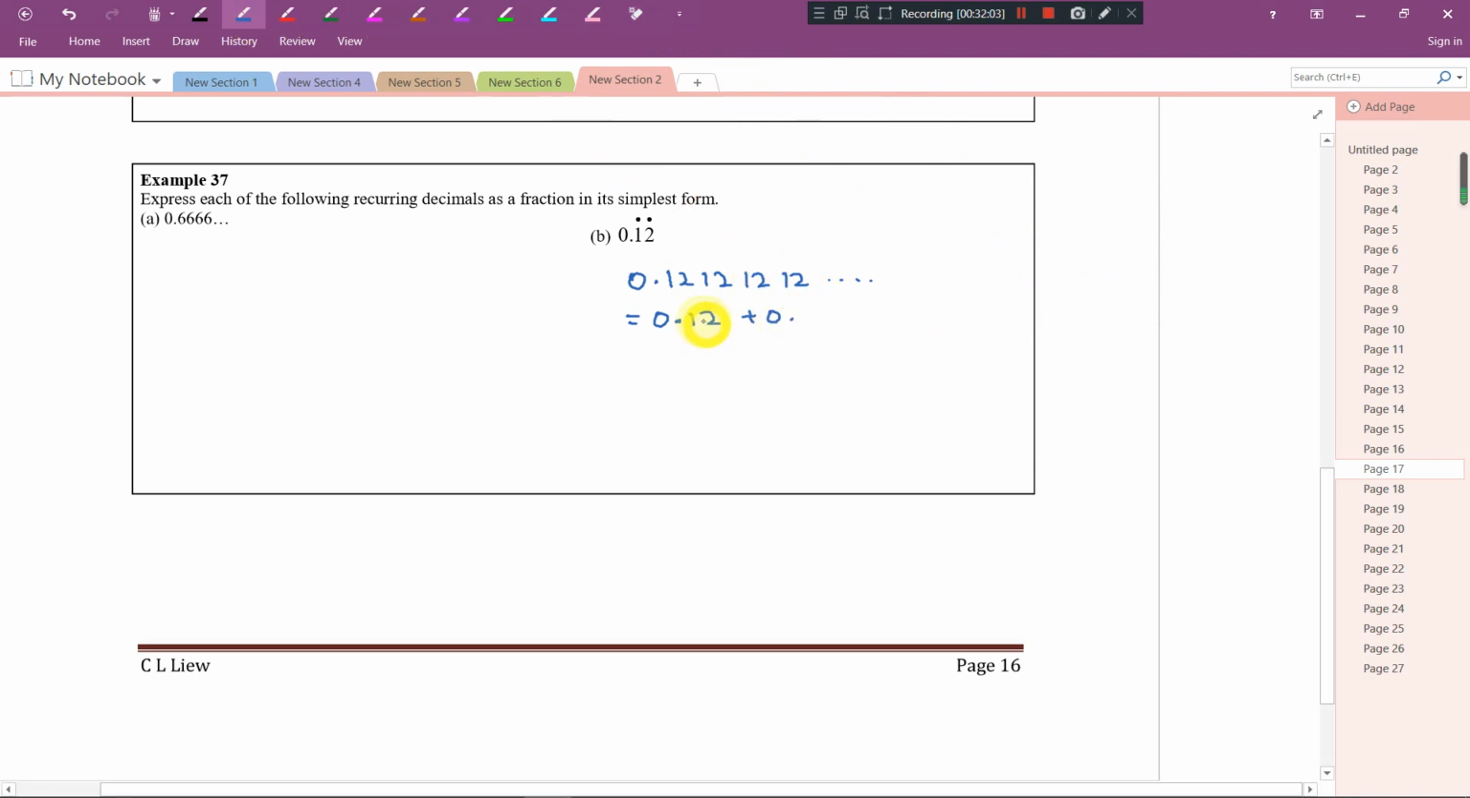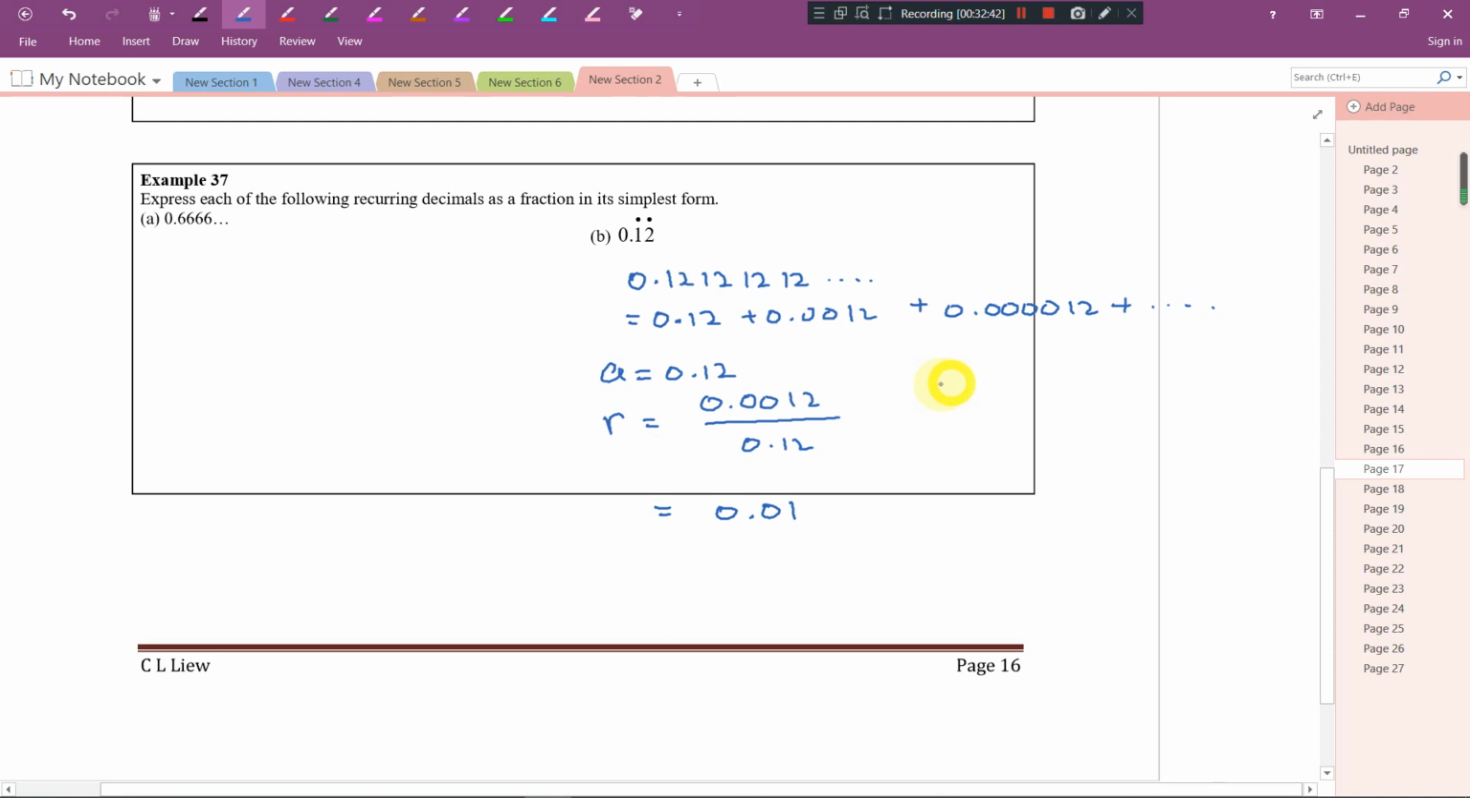This should be 0.0012 plus 0.000012, and so on. It goes on indefinitely. And now we are going to find the sum of all of this, sum to infinity. a is equal to 0.12 and r is equal to 0.0012 divided by 0.12. Okay, you can press your calculator, you will be able to get 0.01.